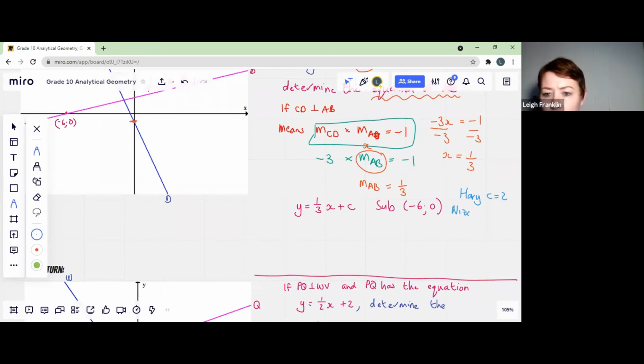Nizole says she got C is equal to -2. Right, so both of you, if you didn't get it right, it's not the end of the world.